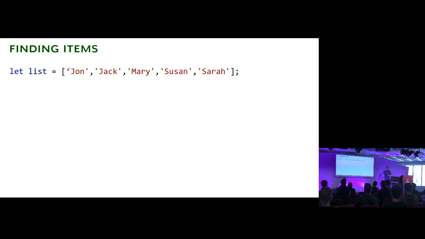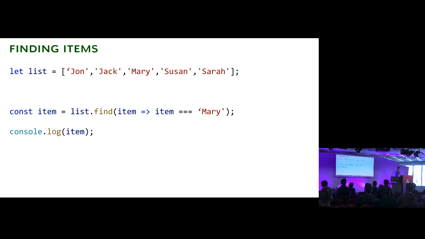Okay, we're going to talk about the last concept now when it comes to this. So I've got a list of names. John, Jack, Mary, Susan, Sarah. And I want to find Mary in this list, right? So I'm going to do this, list.find. And I'm going to check every item to see if it's Mary. I should probably, if I hadn't pointed that out, nobody would have noticed. I need to fix that. Okay, so find Mary from the list, right?